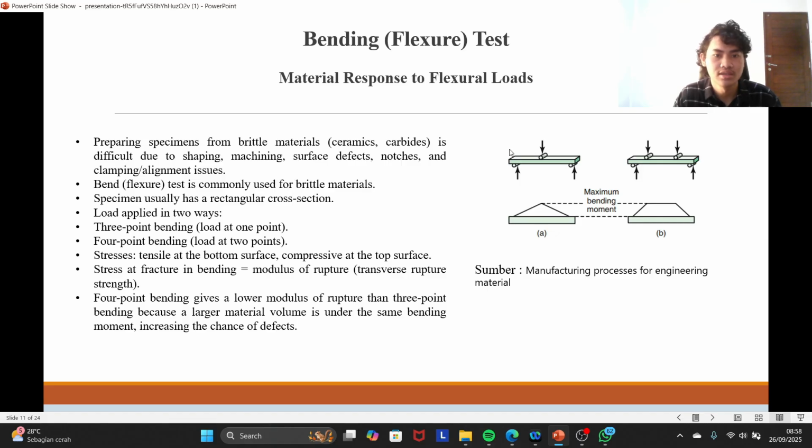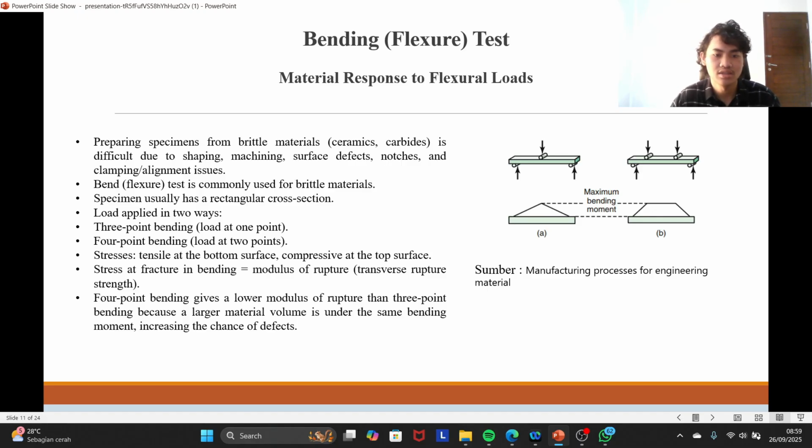Bending fracture test. Materials respond to fracture loads. Preparing specimens from brittle materials, such as ceramics and carbides, is difficult due to shaping machine surface defects, notches, and clamping alignment issues. The bend fracture test is commonly used for brittle materials. The specimen usually has a rectangular cross-section, and load is applied in two ways. One way is 3-point bending, load at one point, and the other is 4-point bending, load at two points.